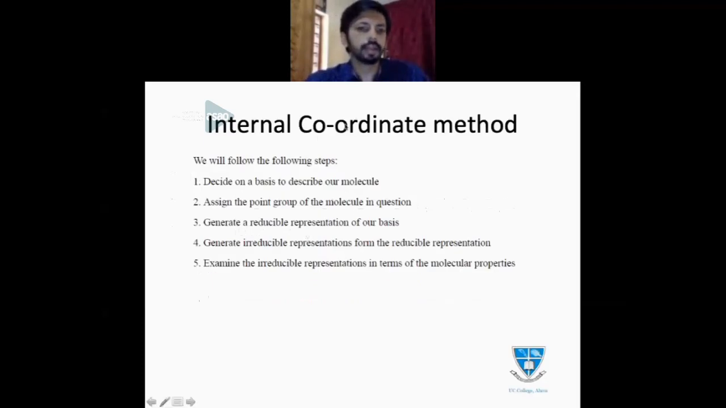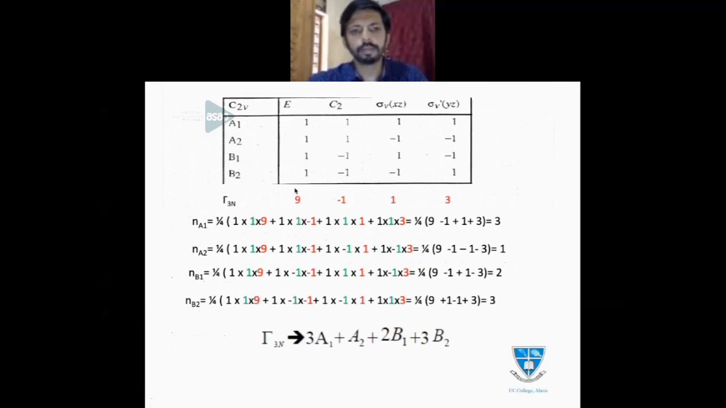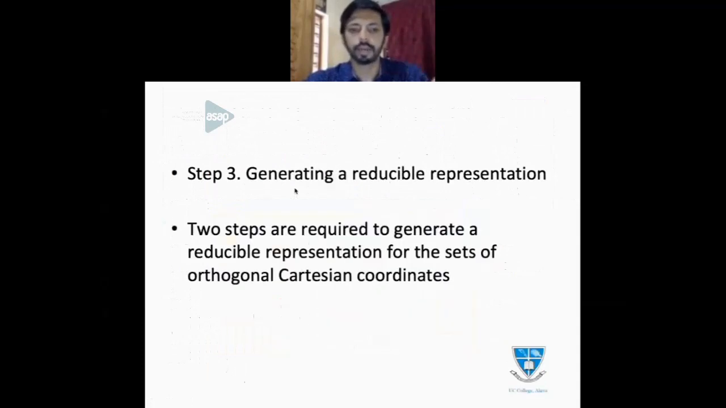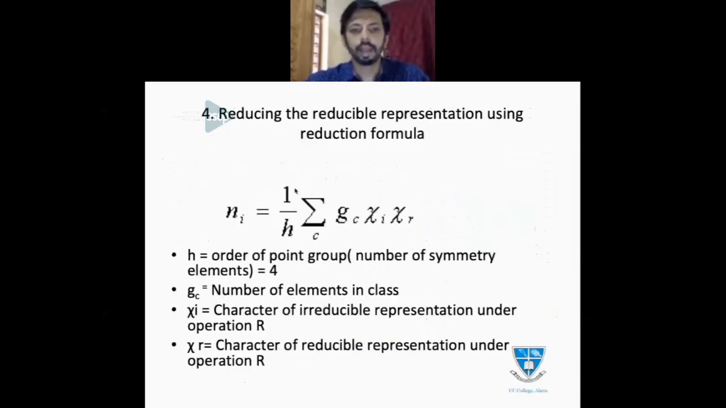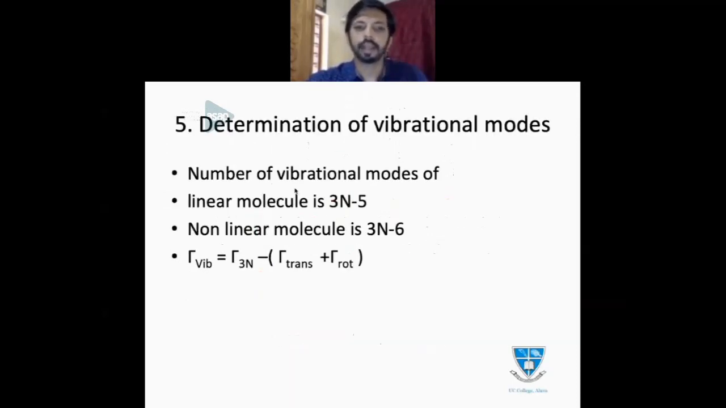Then we have mentioned that there are 5 steps, and the first step is the decision on the basis of the molecule. We started from the Cartesian coordinate method. Step 1 is using the Cartesian coordinates, then determination of the point group, then third is generating a reducible representation, then we determine the number of irreducible representations using this reducible representation, and the fifth step is determination of vibrational modes.